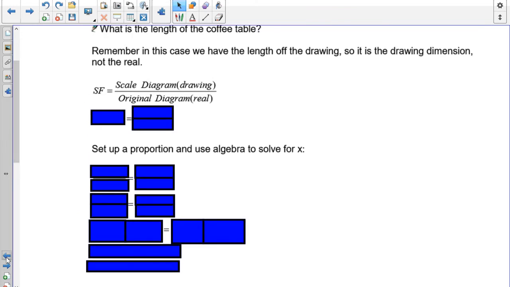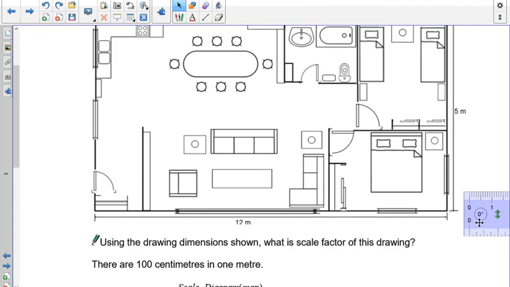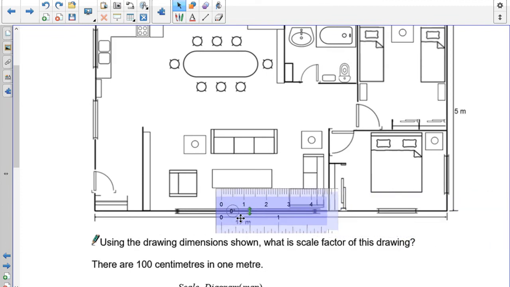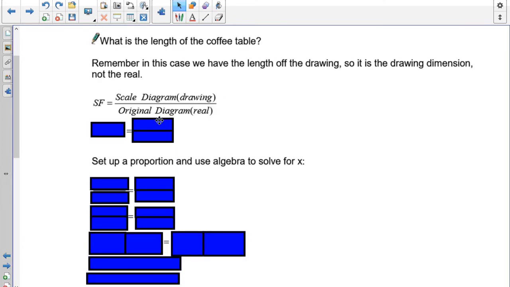Well, for the length of the coffee table, you have to go back here and find a ruler and measure the coffee table, right? You can take a look right there and see that this coffee table is roughly, what, 2.65, I think it works out to be. Okay, so there's your drawing, 2.65 centimeters.